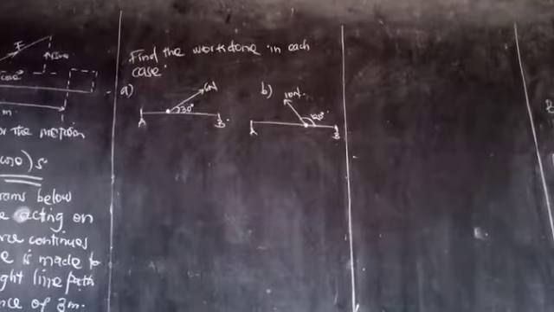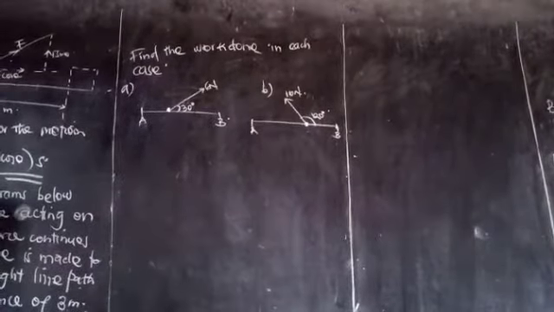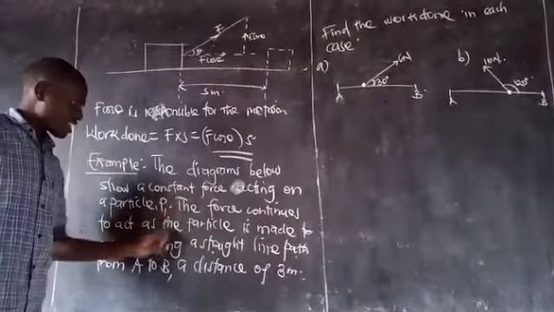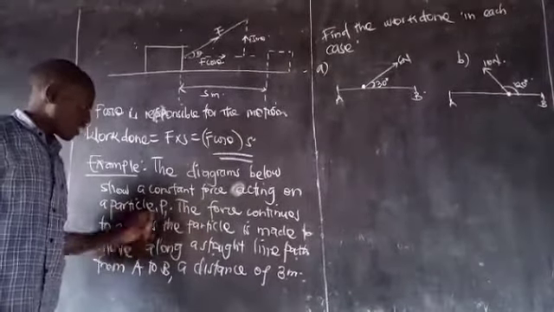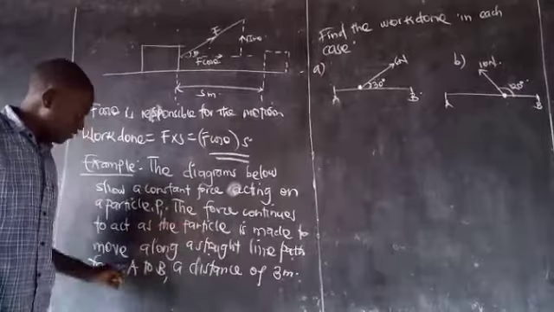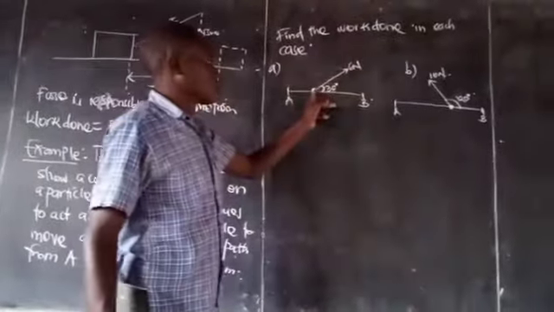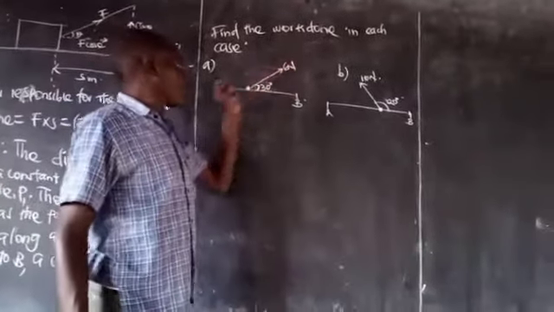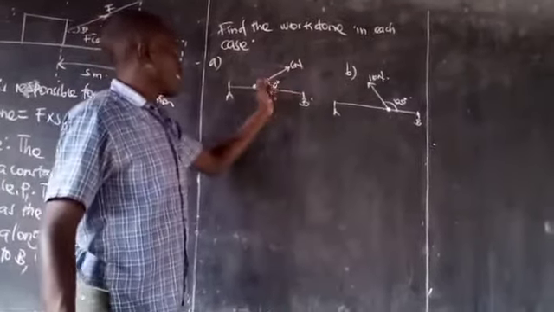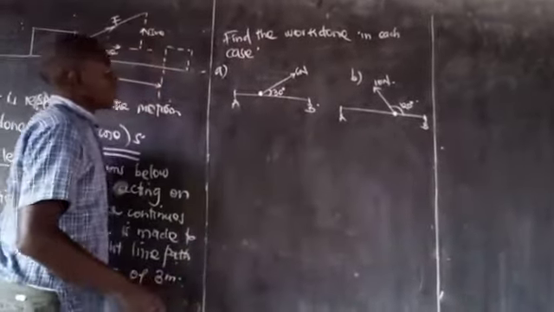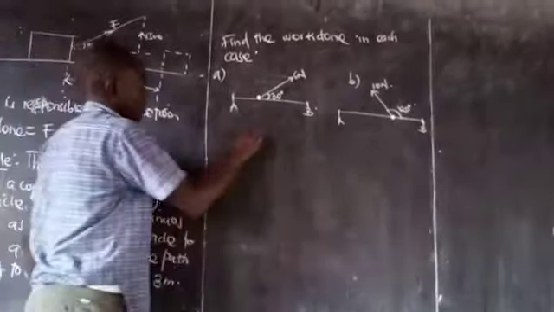We have been told that in this example, the force continues to act as the particle is made to move along a straight line path from A to B. This force is acting on this particle and makes it move from point A to point B at an angle of 30 degrees. And we are required to compute the work done in each case.